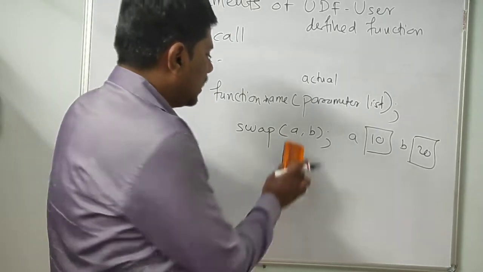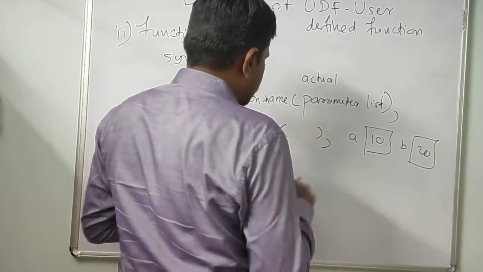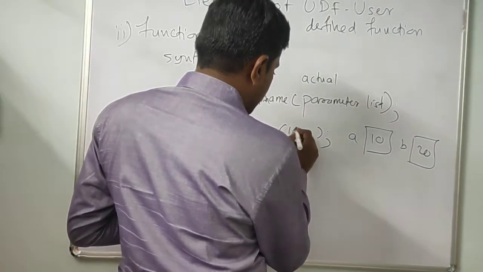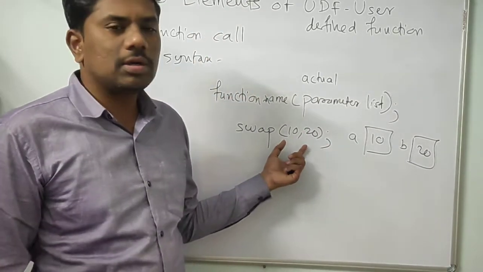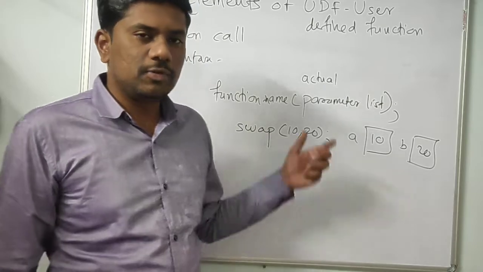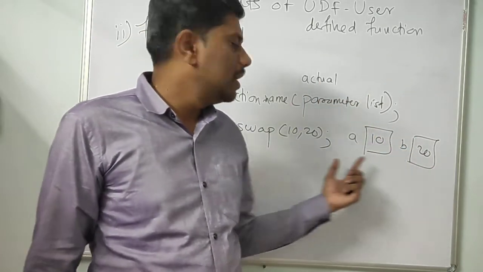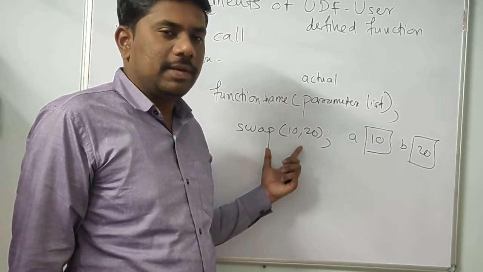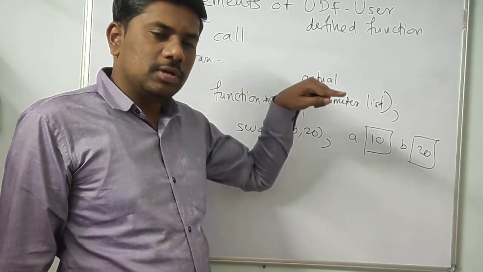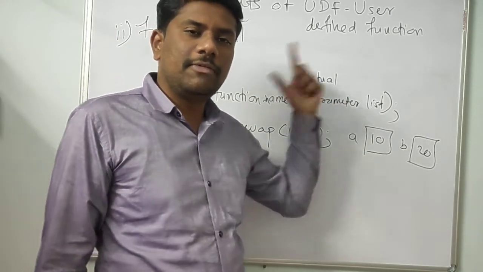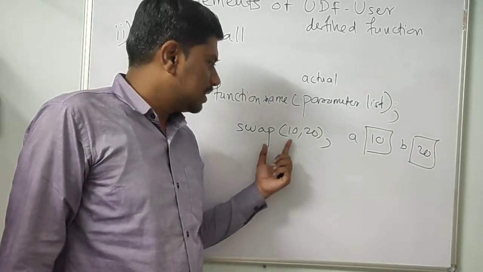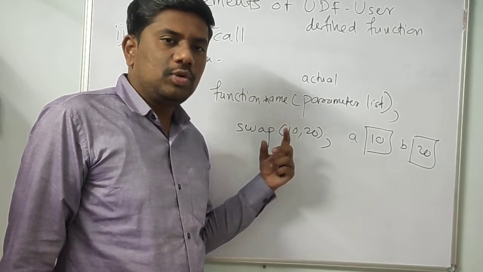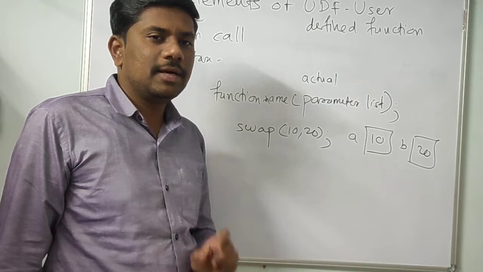You can also directly give values here. But this is again not correct programming practice. We should ask the user to enter the values and then we should give the variables here, so that the values which are present in the variables will be passed to this swap function. So this function is accepting two inputs, but it is not returning any output.